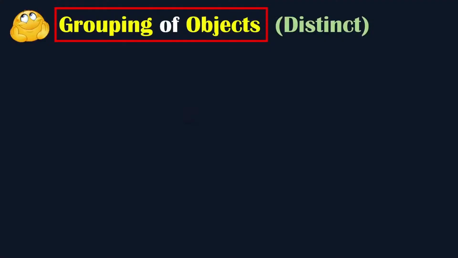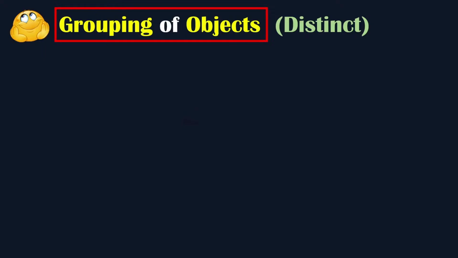So today we are going to start our class with grouping of objects. And here, whatever we will discuss is all distinct objects. If nothing is said in the question, you will treat the objects to be distinct. But if the objects are identical, you will definitely get that instruction in the question.